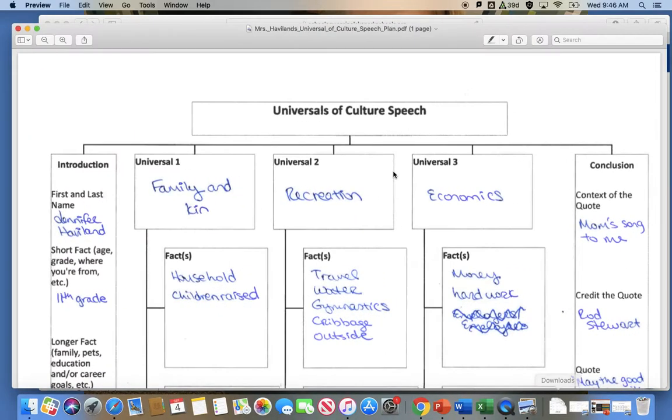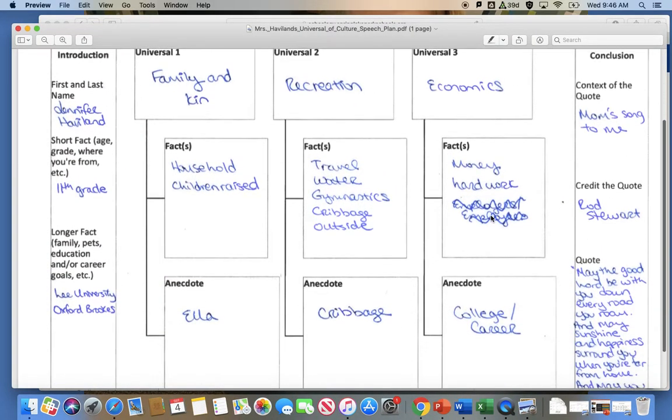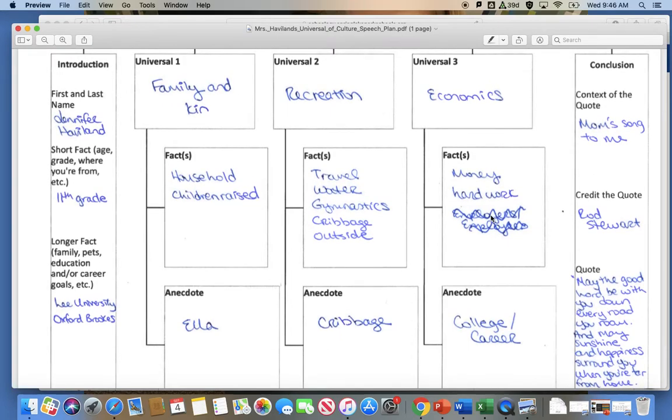So this is what my plan looks like. You'll notice just has words basically. So my name, short fact about myself, I'm going to say I teach 11th grade, where I went to school, then the 3 universals I'm going to talk about, a couple facts I'm going to say for each one, not written out, we don't want you to write your speech out, and then a little, like, how am I going to elaborate? I'm going to give a little bit of an anecdote or a little story. I mean, a tiny, it doesn't have to be long, that goes along with it. Just a little bit more detail than simply just like listing things I like.